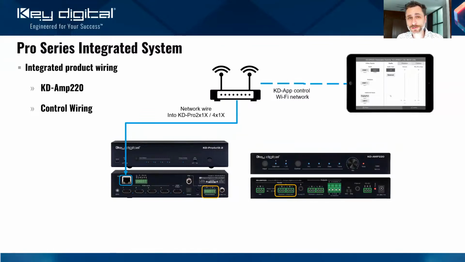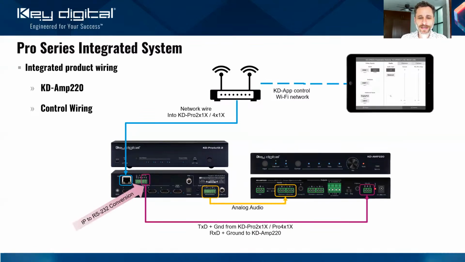If you just want switching, great. But if you have an amplifier, the controls come from your free Key Digital app or the web UI, as I'll show you in a moment, and go in on the network port, of course, where the commands are then output on the Phoenix connector. So it is IP to RS-232 conversion and then being forwarded out of those pins, the transmit and ground pin, into the amplifier's control port. And of course, you could take the audio from the Pro Series switch into the amplifier as well.